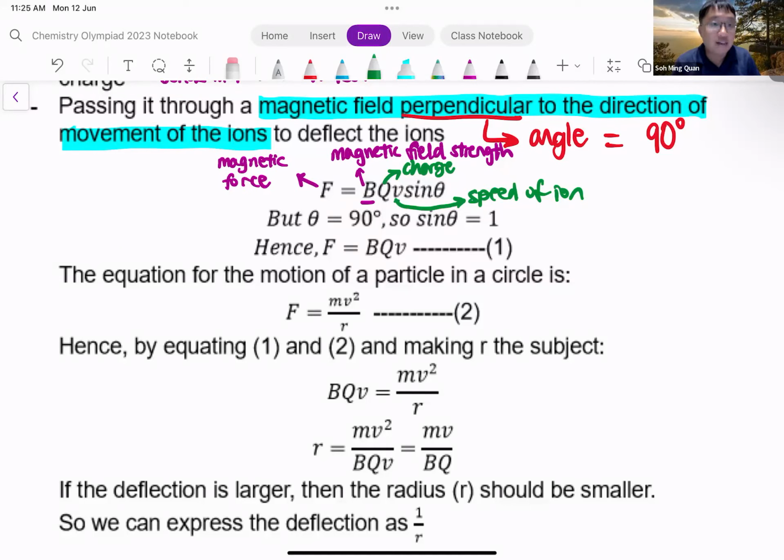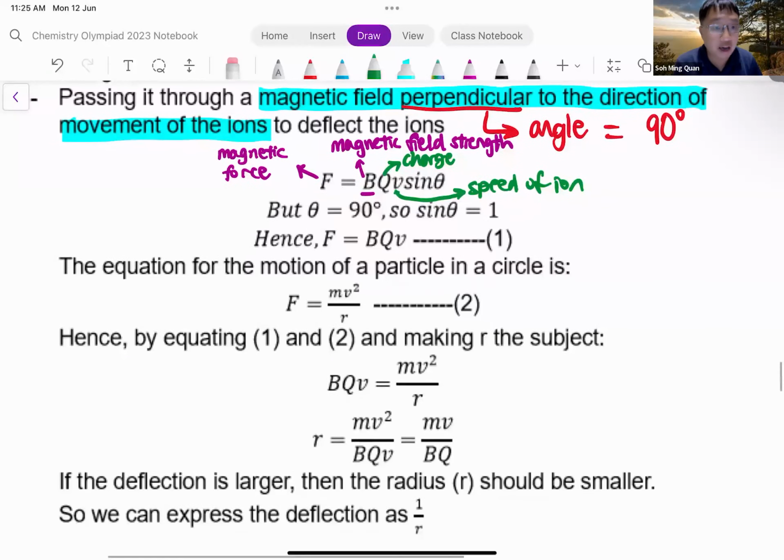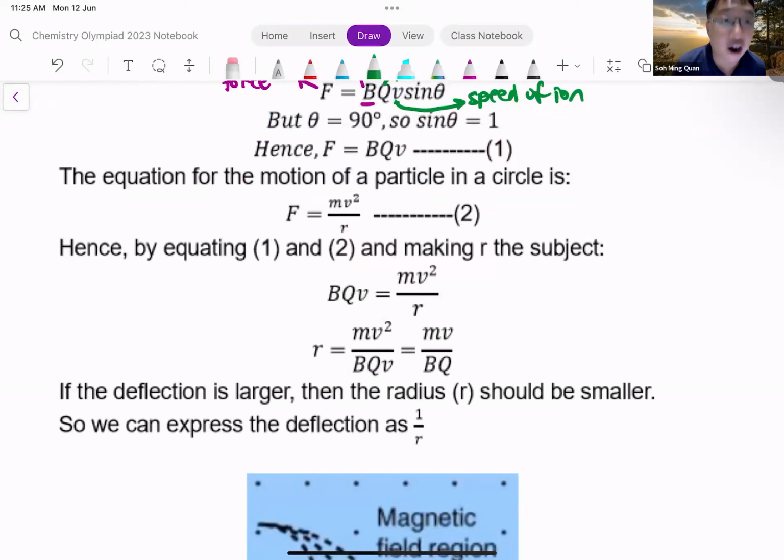Next, it's deflected in a curved pattern. When something is deflected in a curved pattern, it's circular motion. The equation for the motion of a particle in a circle is F = mv²/r, where m is mass, v is speed, and r is the radius of the circle it takes. We can equate both forces. So BQV = mv²/r. We make r the subject, because we want to find the radius of the deflected path. So r = mv²/BQV, which simplifies to r = mv/BQ.